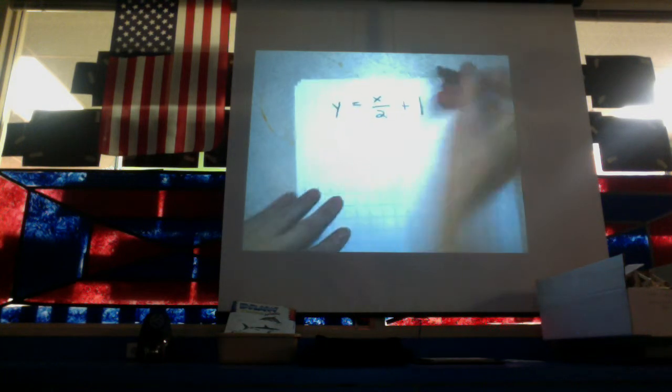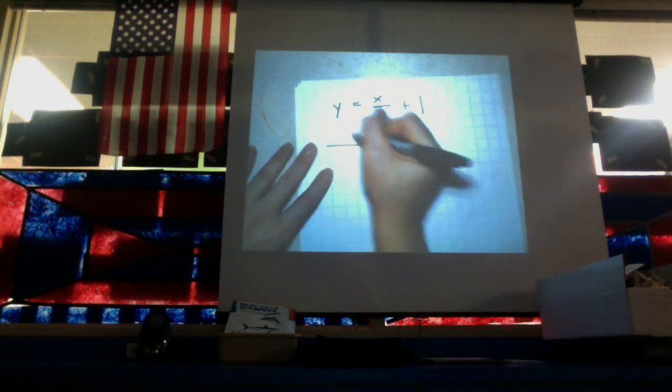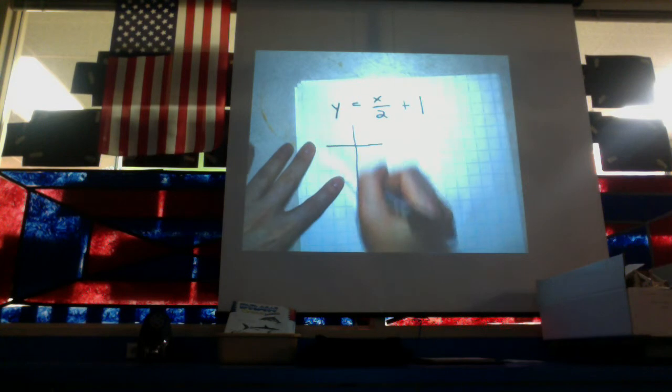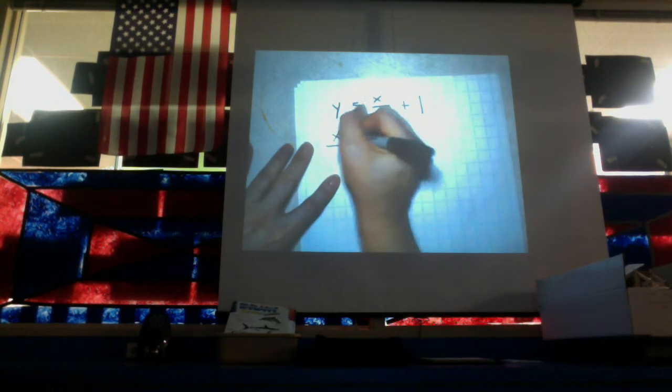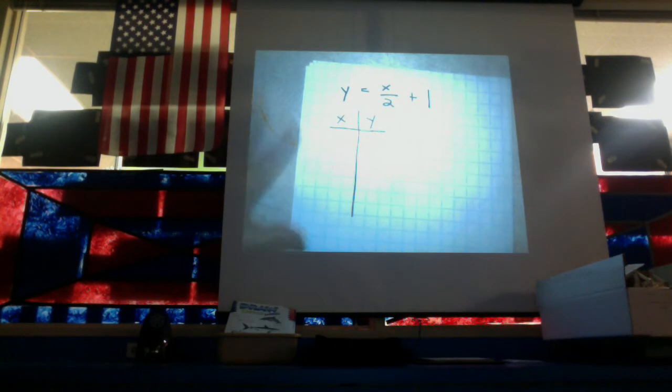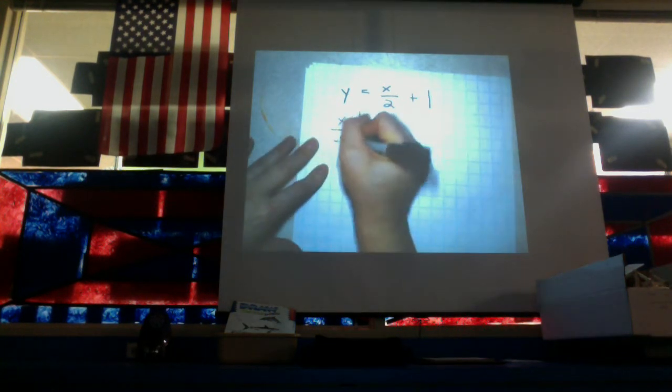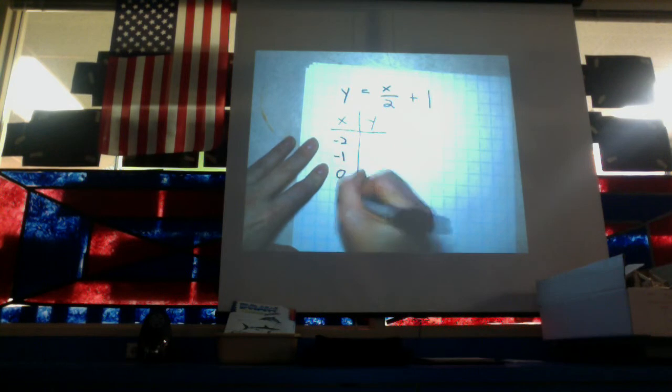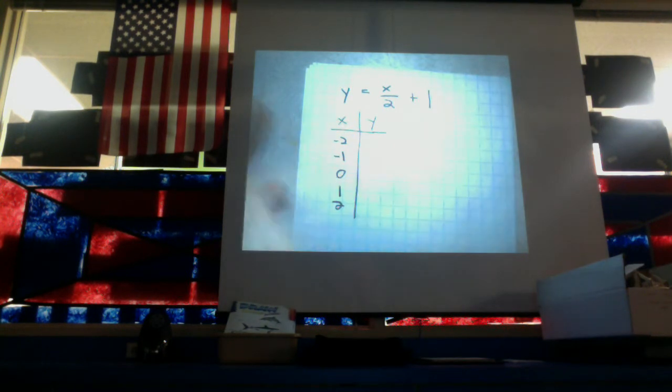So I'm going to go ahead and start with my table. Usually I just do a T instead of the whole little box. I've got my x, got my y. A good default place to start with the x's is -2, -1, 0, 1, 2. That way you're getting on both sides of the 0.